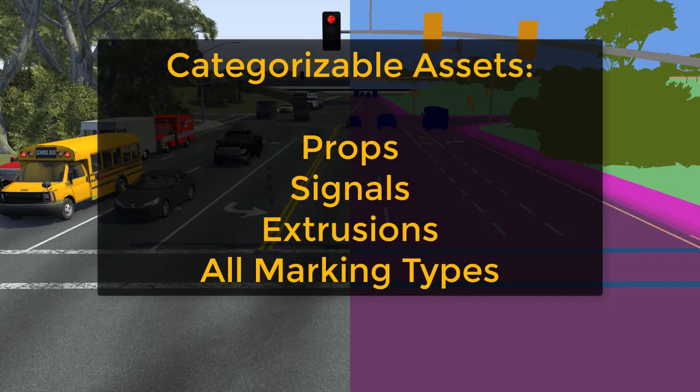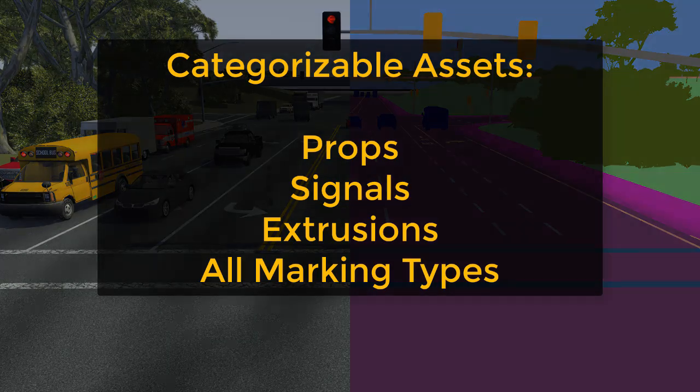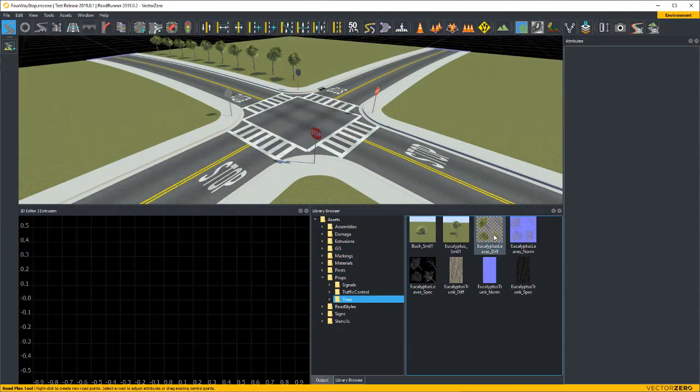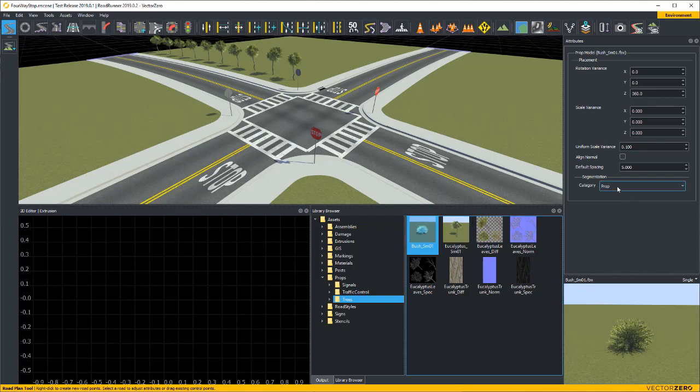While some category types are assigned by RoadRunner directly, there are a few asset types which allow you to define the category type yourself. At the time of this tutorial, these assets include props, signals, extrusions, and all marking types. To assign your own category, select the asset in question and use the drop-down menu to select the category of your choice.